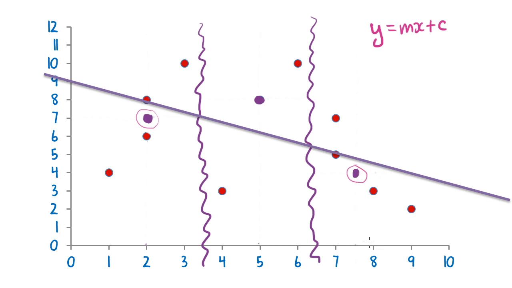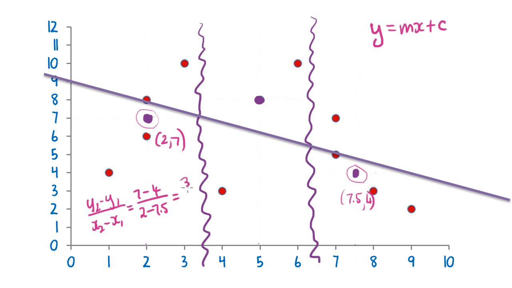Well, this one was halfway between 7 and 8, so the x part was 7.5, and the y coordinate was halfway between 3 and 5, so that one was 4 for y. And this one, the x is 2 and the y was 7. So using those 2 points, I'm going to find my m. So difference in y over difference in x. I get 7 minus 4 over 2 minus 7.5, which is 3 over negative 5.5.